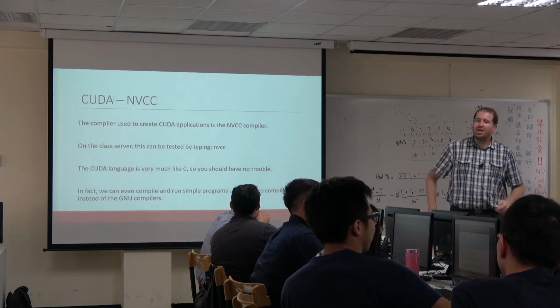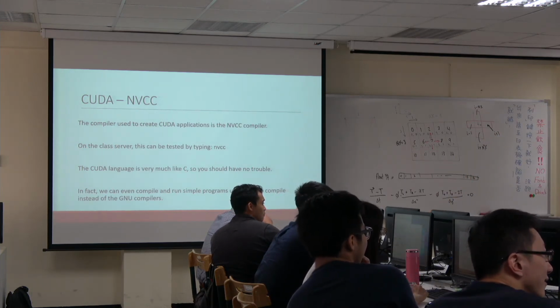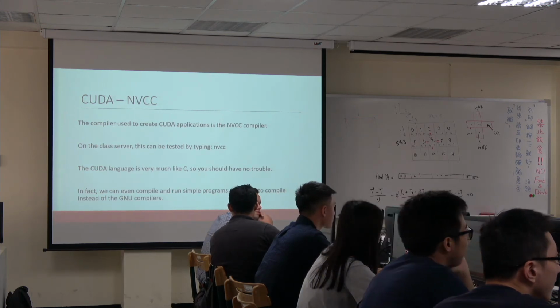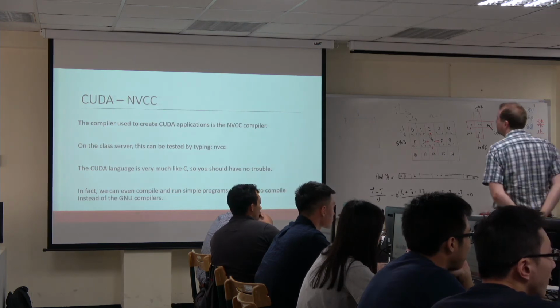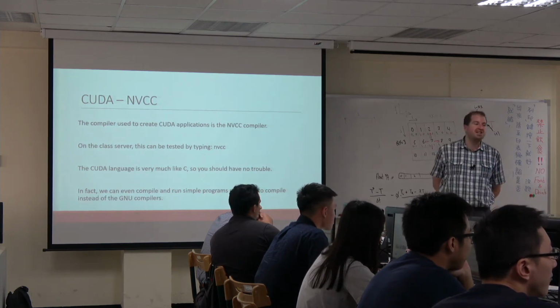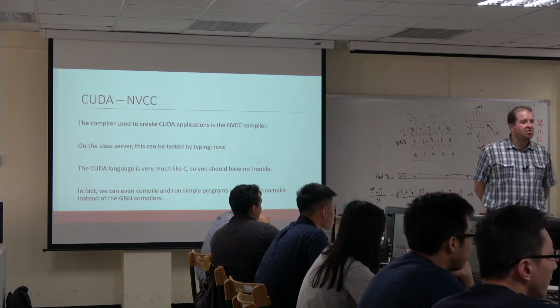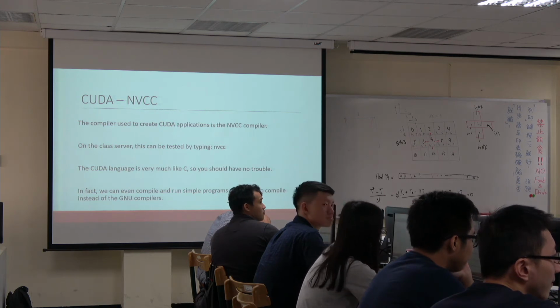So, we are not going to be using GCC or G++ to build these applications. When we write stuff on GPU, we're not going to be able to use those compilers. We're going to have to use NVCC. NVCC is the name of the program which compiles our CUDA applications. It is the name of the compiler. And the language that we're using is called CUDA, but it is basically C. It's not C++, it's C.